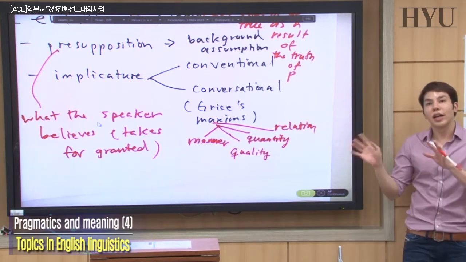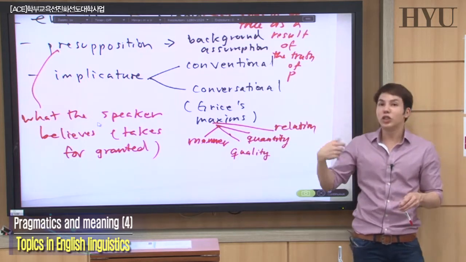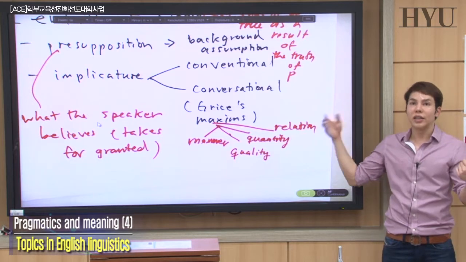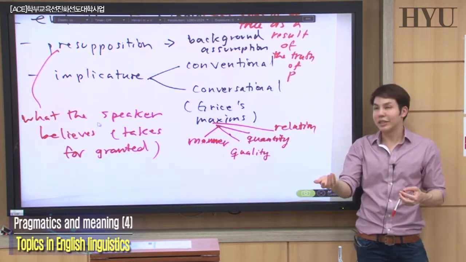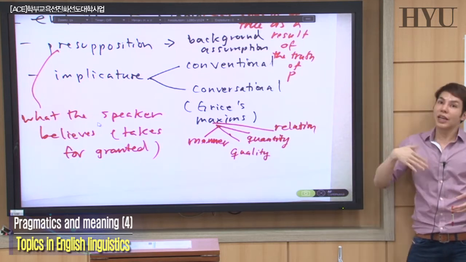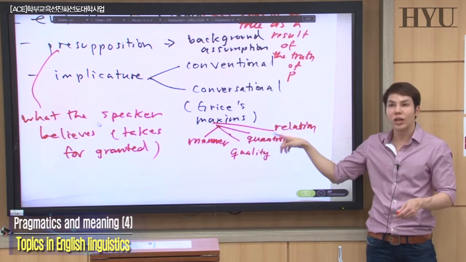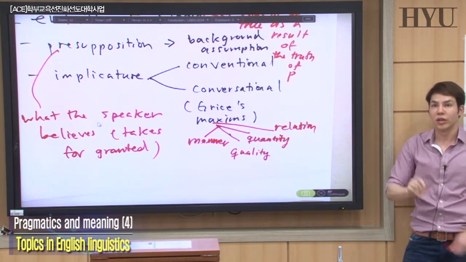These are straightforward cooperation. This is what we usually do in our daily life. So we say things that are related. If I ask you, have you eaten lunch yet? Then you say, yes, I have, or no, I haven't. That's straightforward in terms of relation, quantity, quality, and manner. Let's suppose that your answer is true.